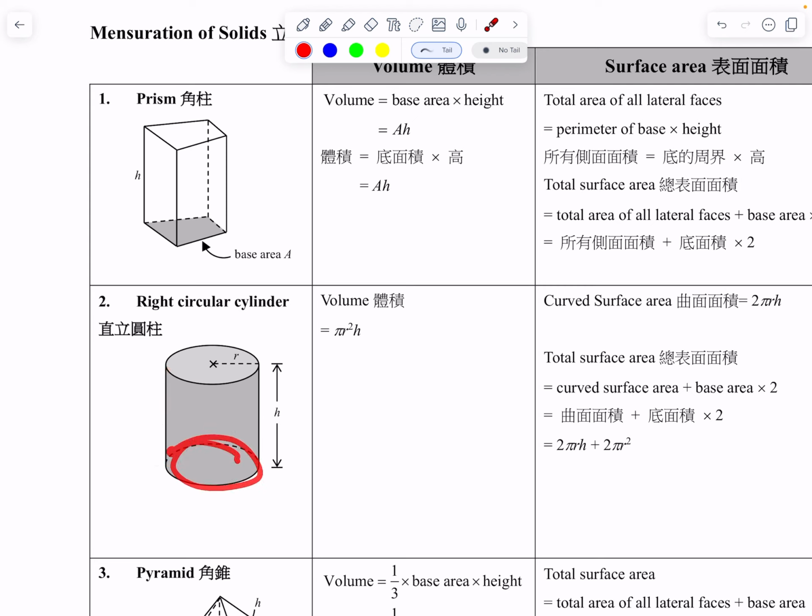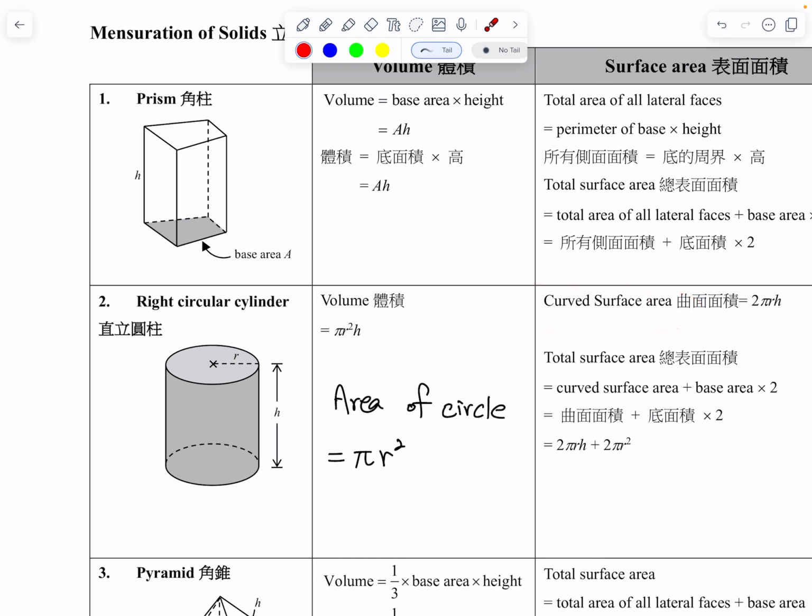Now what is the shape at the bottom? Circle. So do you know how to find the area of a circle? Yes, pi r square. So base shape area times height. Base shape area times height. Easy? Good.